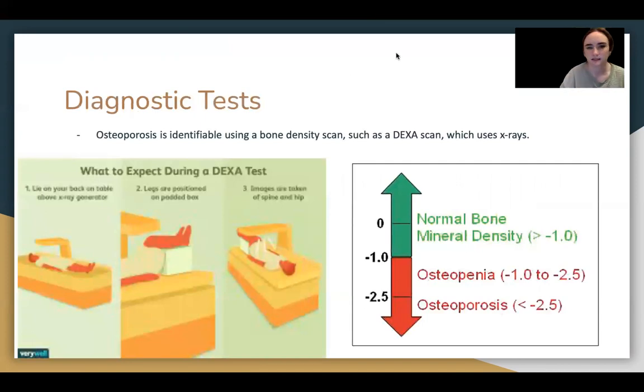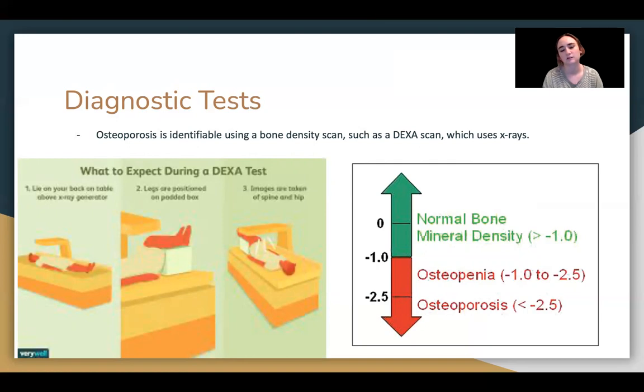So, some diagnostic tests. These are your typical ones for osteoporosis. Osteoporosis is identifiable using a bone density scan, such as a DEXA scan, which uses X-rays. The first picture on the left is what to expect during a DEXA test. One, you lie on your back on the table, allowing the X-ray to penetrate. Number two, this is more for patient comfort: legs are going to be propped up onto a padded box of some sort. And lastly, images are going to be taken of the spine and hip.